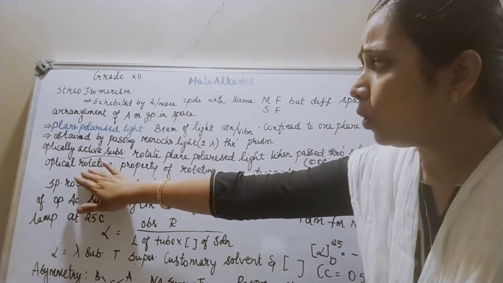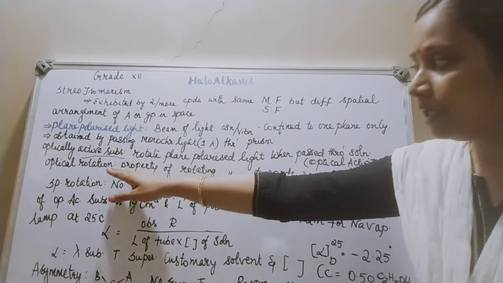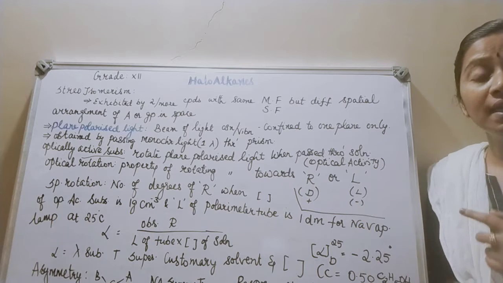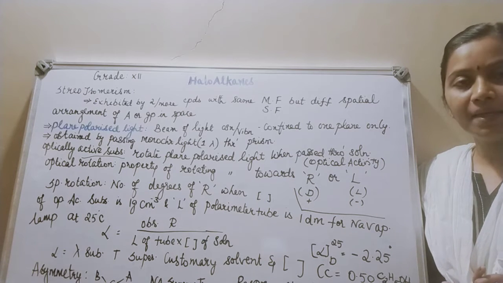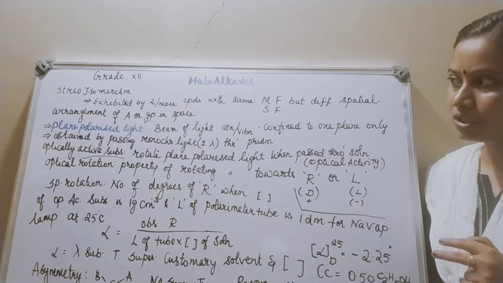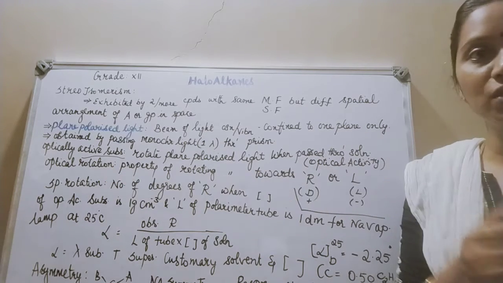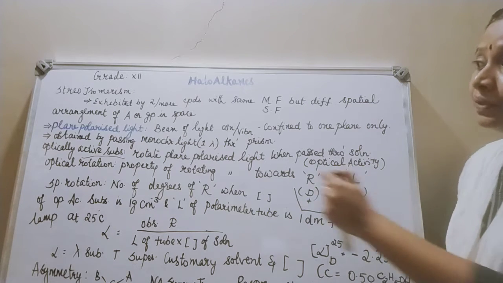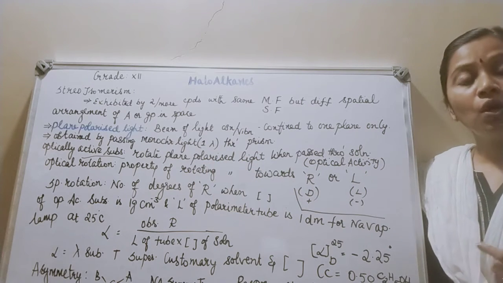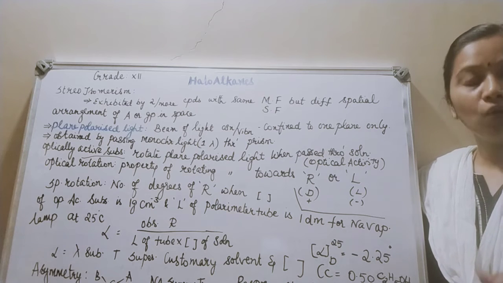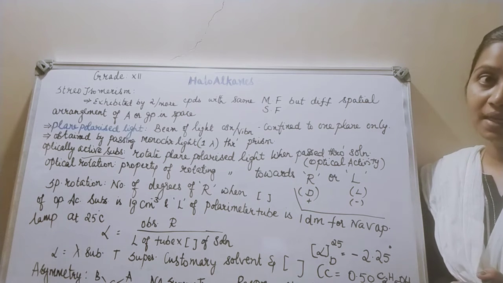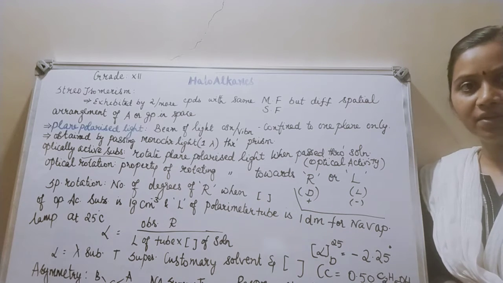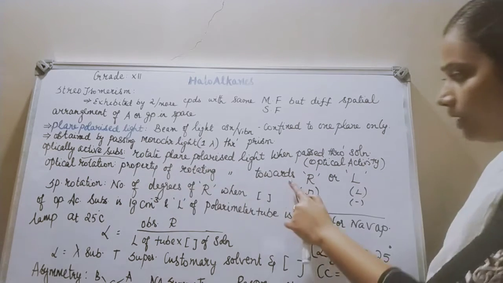Then what is optical rotation? Optical rotation is the property of rotating plane polarized light either towards the right hand side direction or towards the left hand side direction. So we know what optically active substances are, and we know what optical activity is. Now what is optical rotation? Optical rotation is the property of rotating plane polarized light either clockwise, that is towards the right hand direction, or towards the left hand direction.